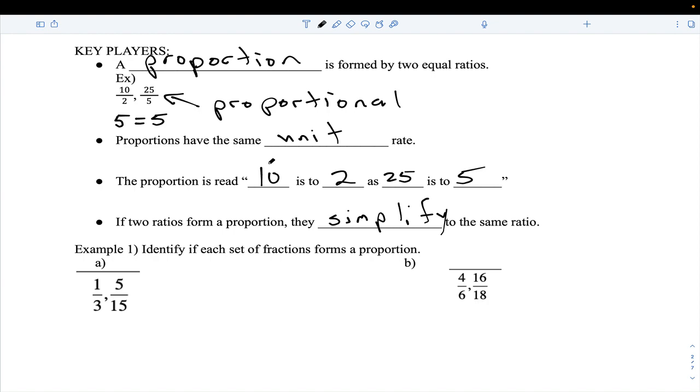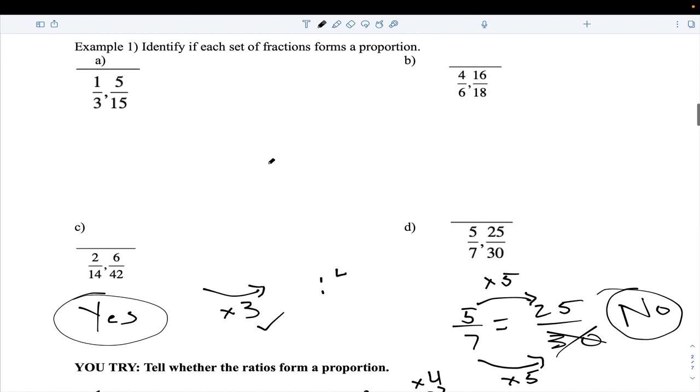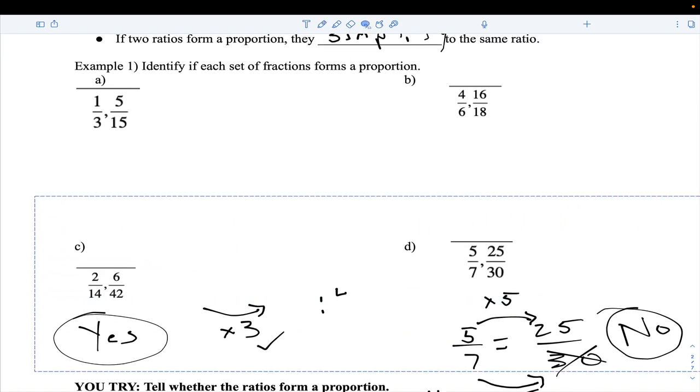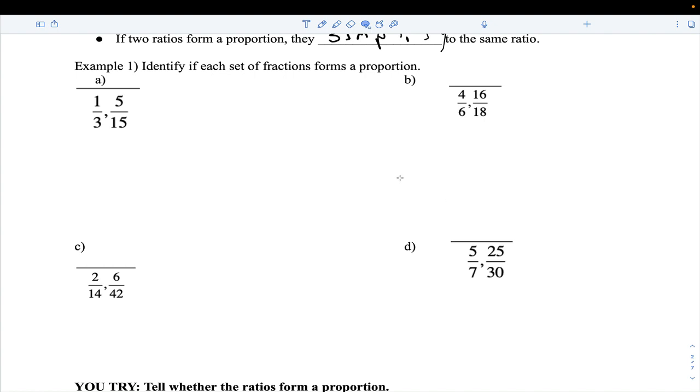I'm going to show you 3 ways of doing this same problem. The first way is going to be maybe the longest method depending on the problem. The second's a bit of a shortcut. And the third way is like the ultimate shortcut for some problems. We're going to identify if each set of fractions form a proportion, starting with 1/3 and 5/15.